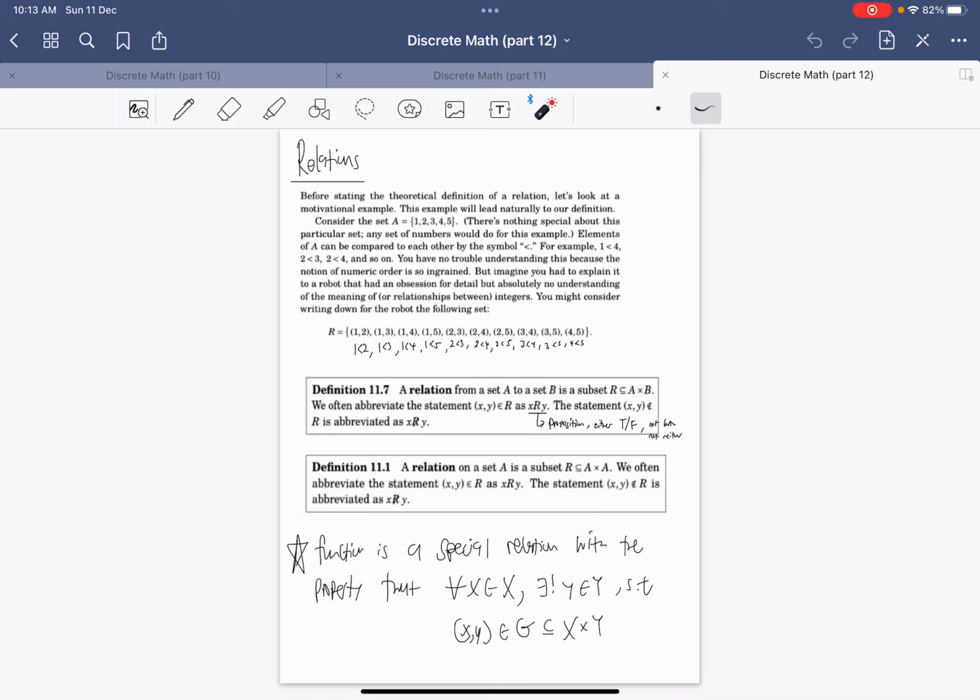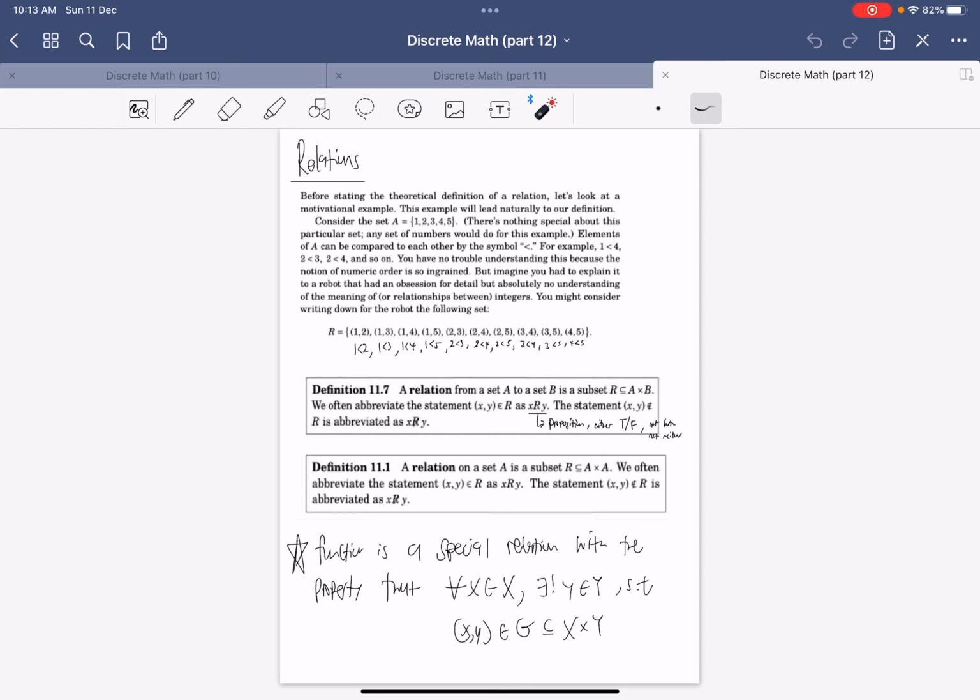Hi, in today's video, I'll be going through what are relations on sets. In the previous three videos, we have already covered what are functions and what are the properties of functions, how you usually use them, and what you can expect from them.